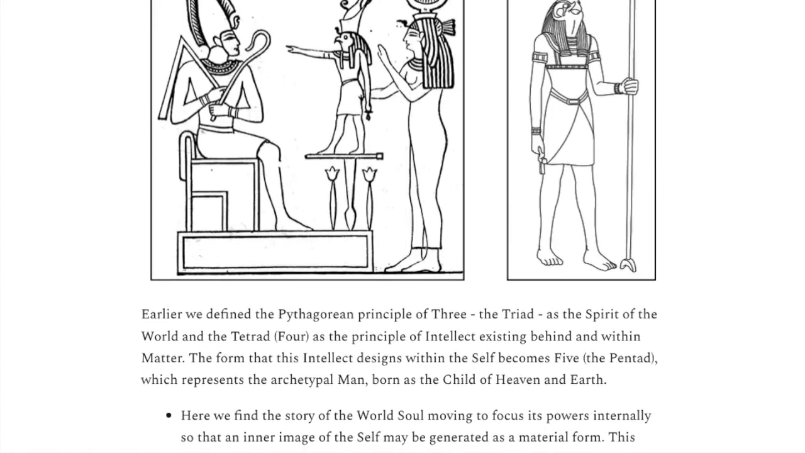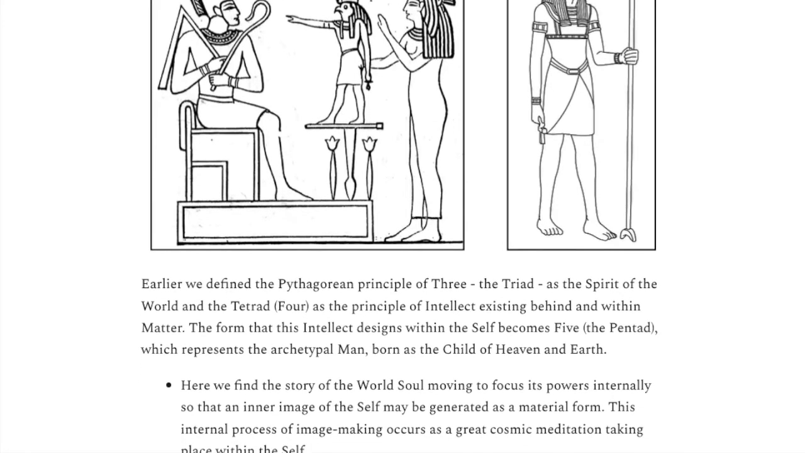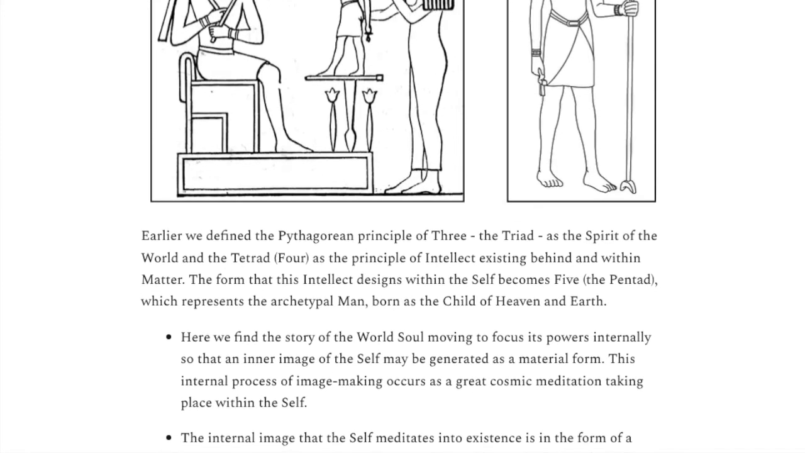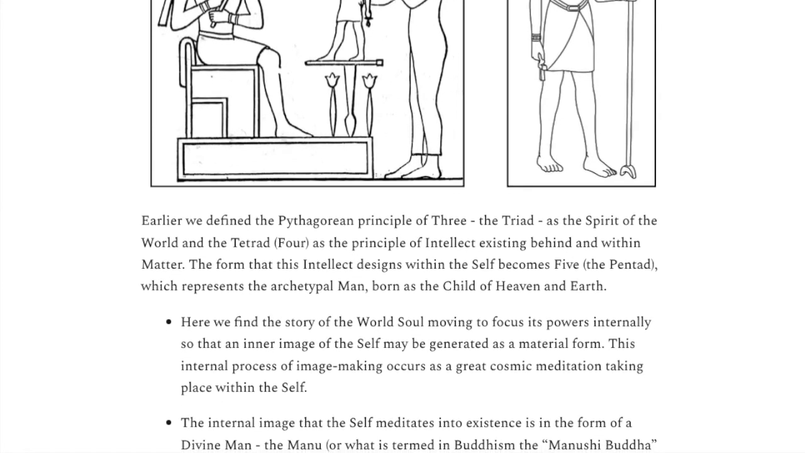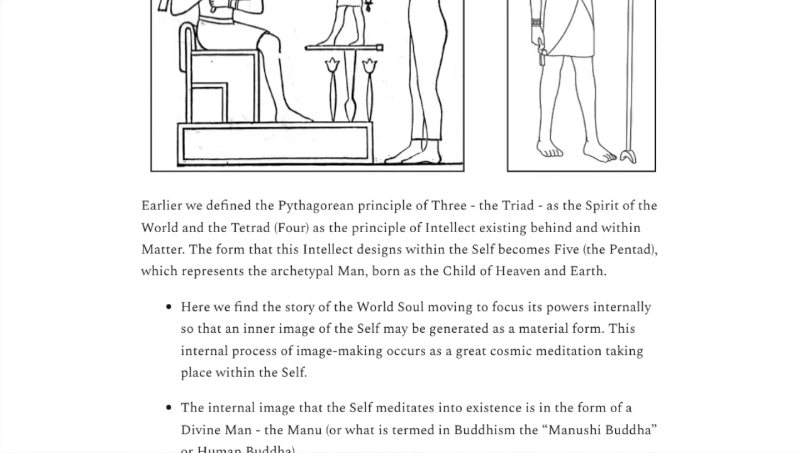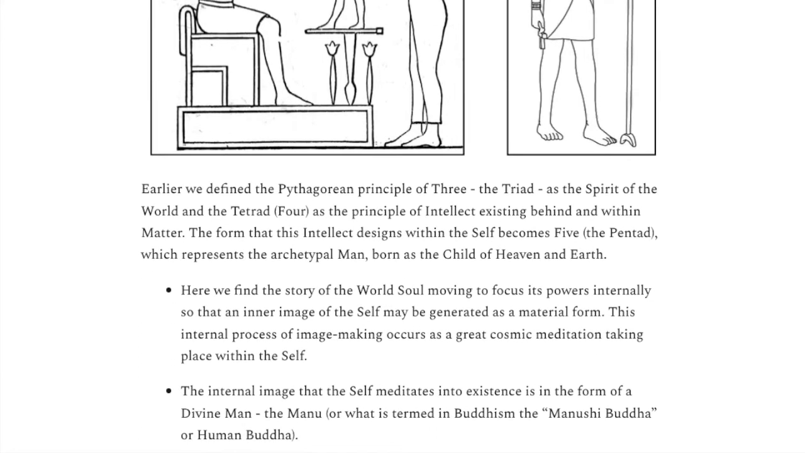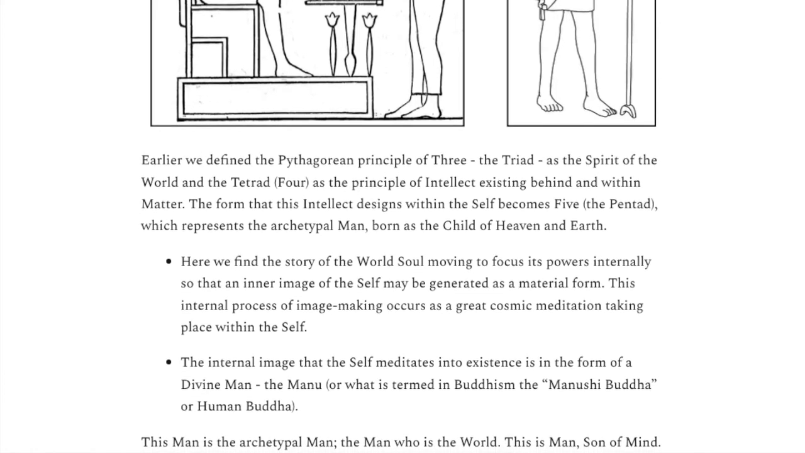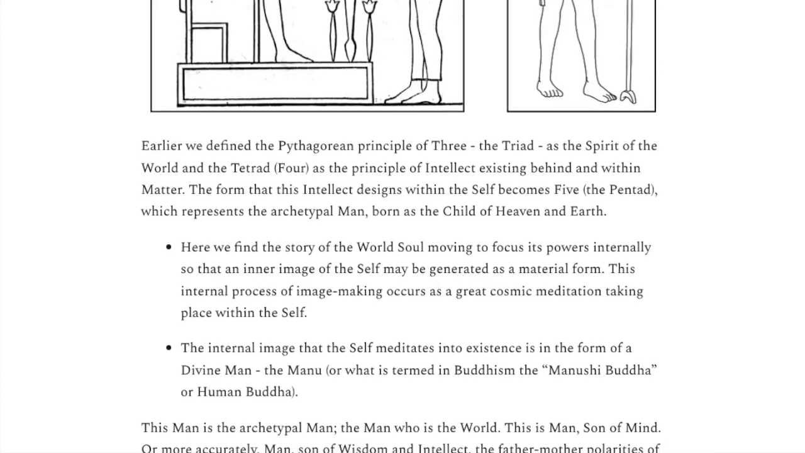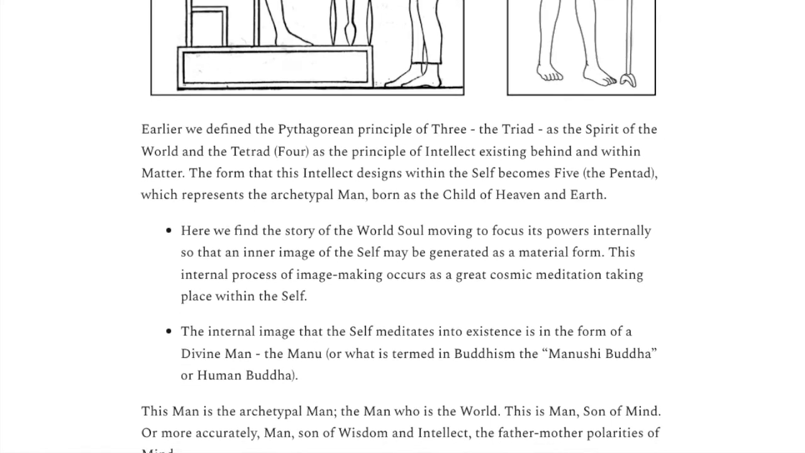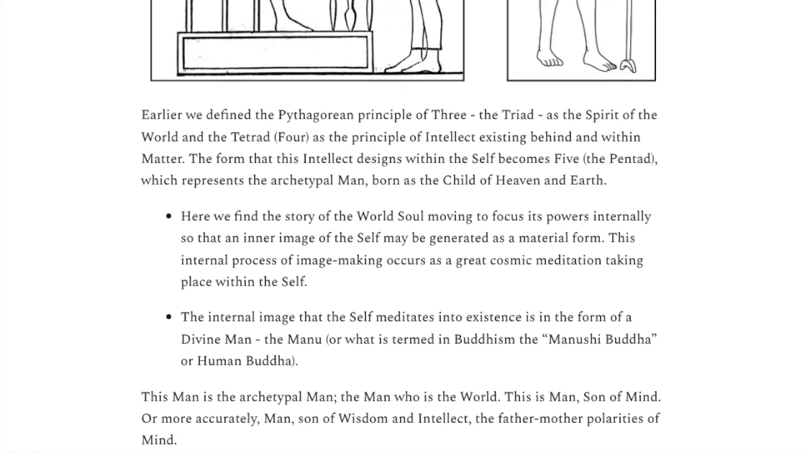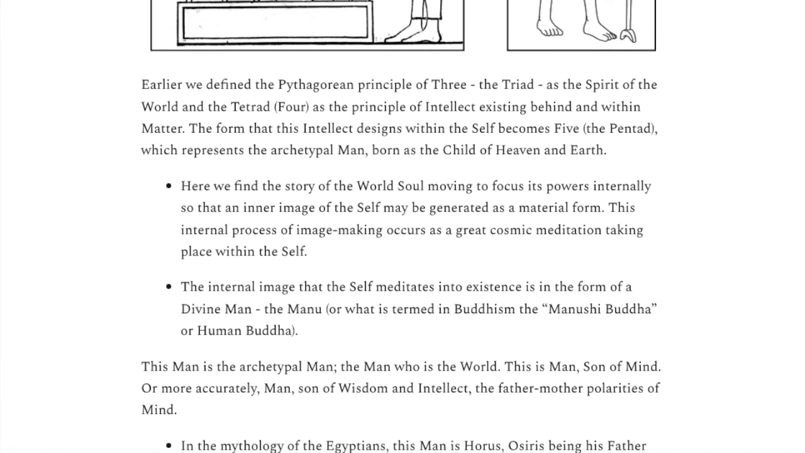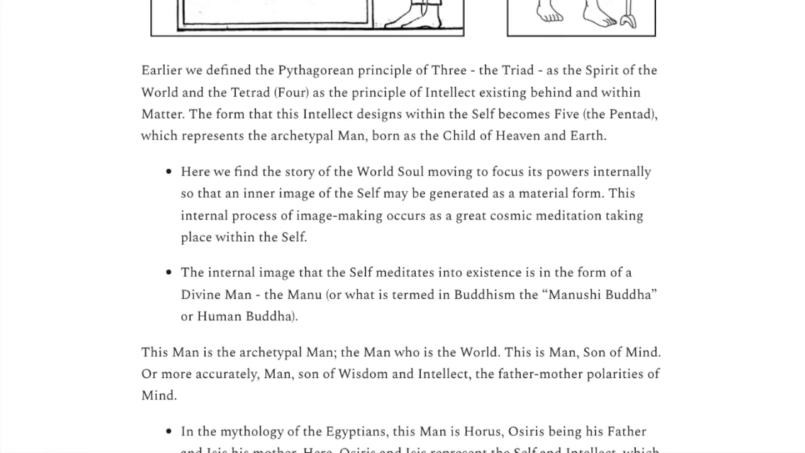Earlier, we defined the Pythagorean principle of 3, the Triad, as the spirit of the world, and the Tetrad, or 4, as the principle of intellect existing behind and within matter. The form that this intellect designs within the self becomes 5, the Pentad, which represents the archetypal man born as the child of heaven and earth. Here we find the story of the world soul moving to focus its powers internally so that an inner image of the self may be generated as a material form.